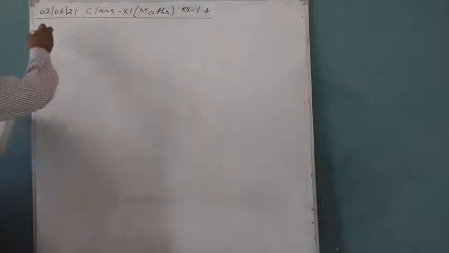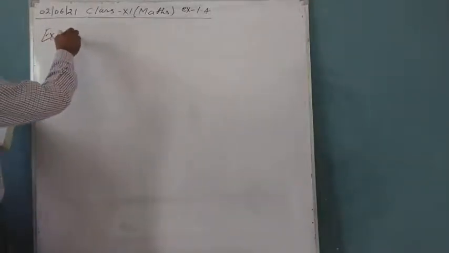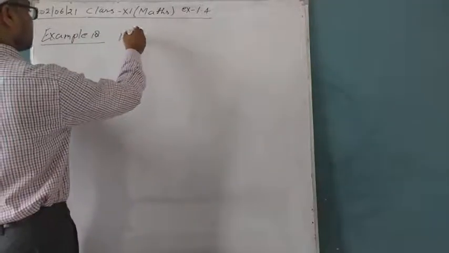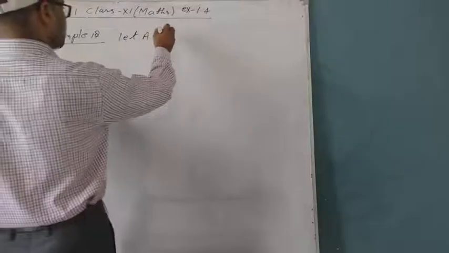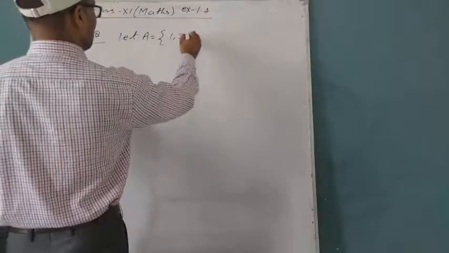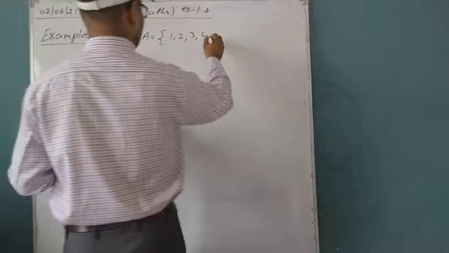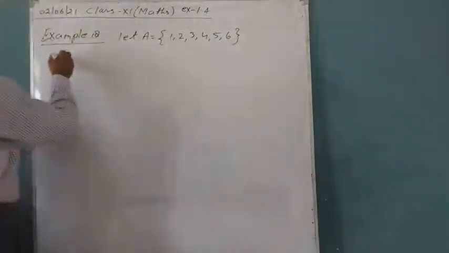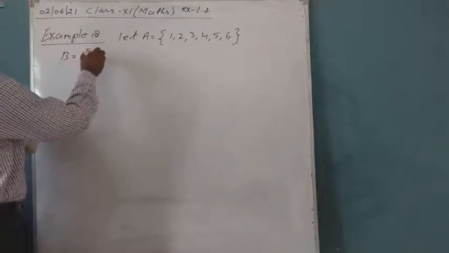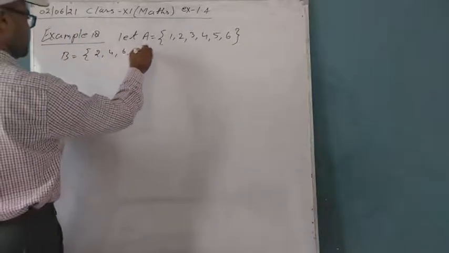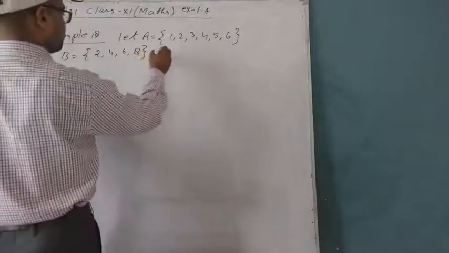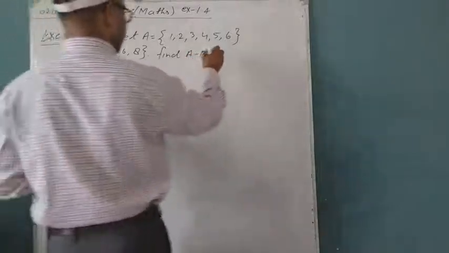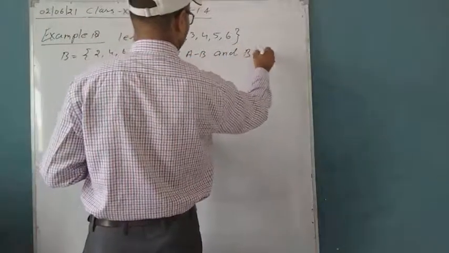Now the next example I am writing. Let A is equal to {1, 2, 3, 4, 5, 6} and B is equal to {2, 4, 6, 8}. Find A minus B and B minus A.